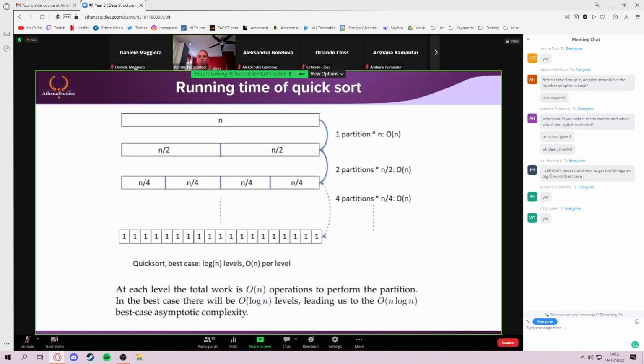Does that maybe make more sense? Yeah, exactly. So it's n log n because n for each operation and log n for the partition. So if you partition it like this, you have log n levels, exactly. And if you have a very unfortunate split, you'll have n levels.